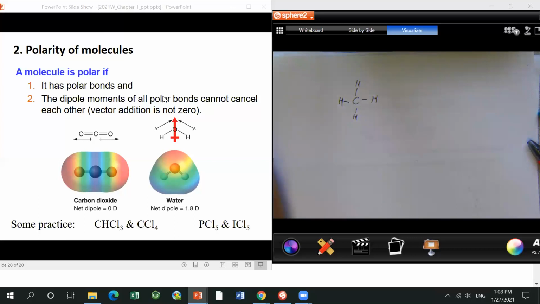All right, now it's your turn. Try to work on the following two pairs of molecules. The first pair is CHCl3 and CCl4. The second pair is PCl5 and ICl5. Try to draw their Lewis structures, then predict their molecular geometry, or molecular shapes, such as tetrahedral, planar, or square pyramidal. Then in the end, predict whether these molecules are polar or non-polar. All right, take a try.